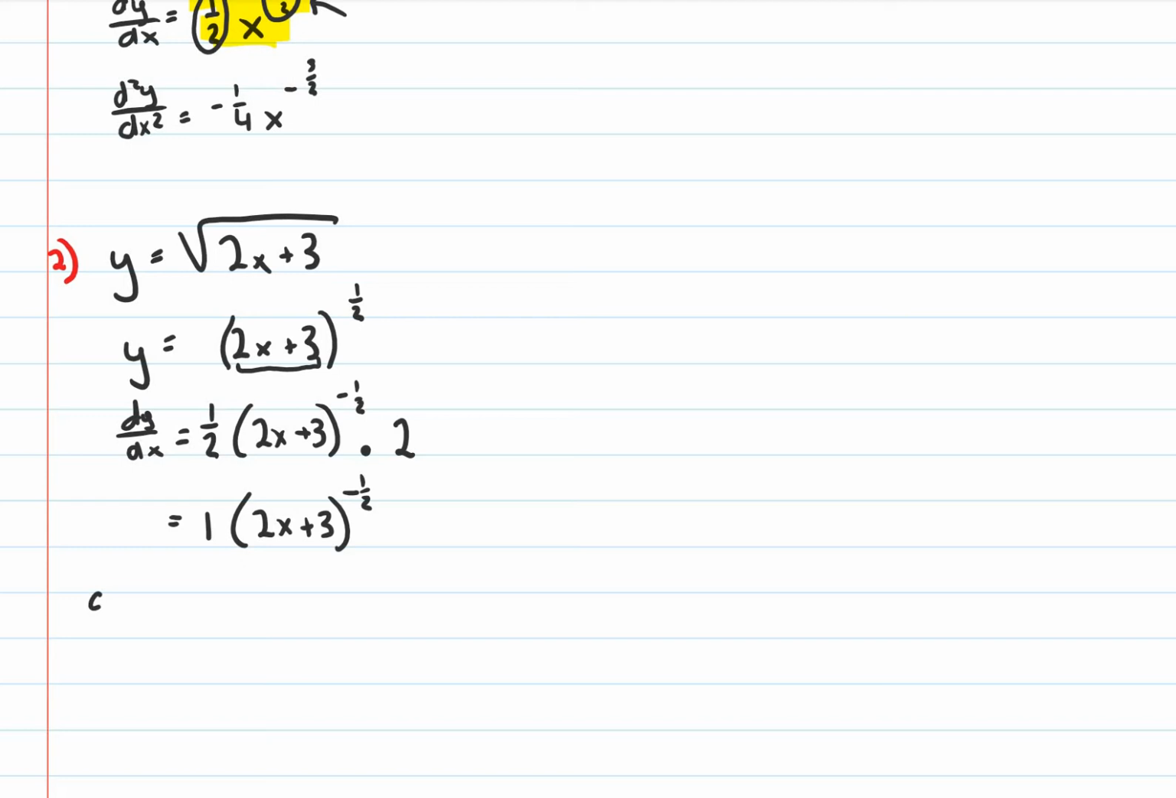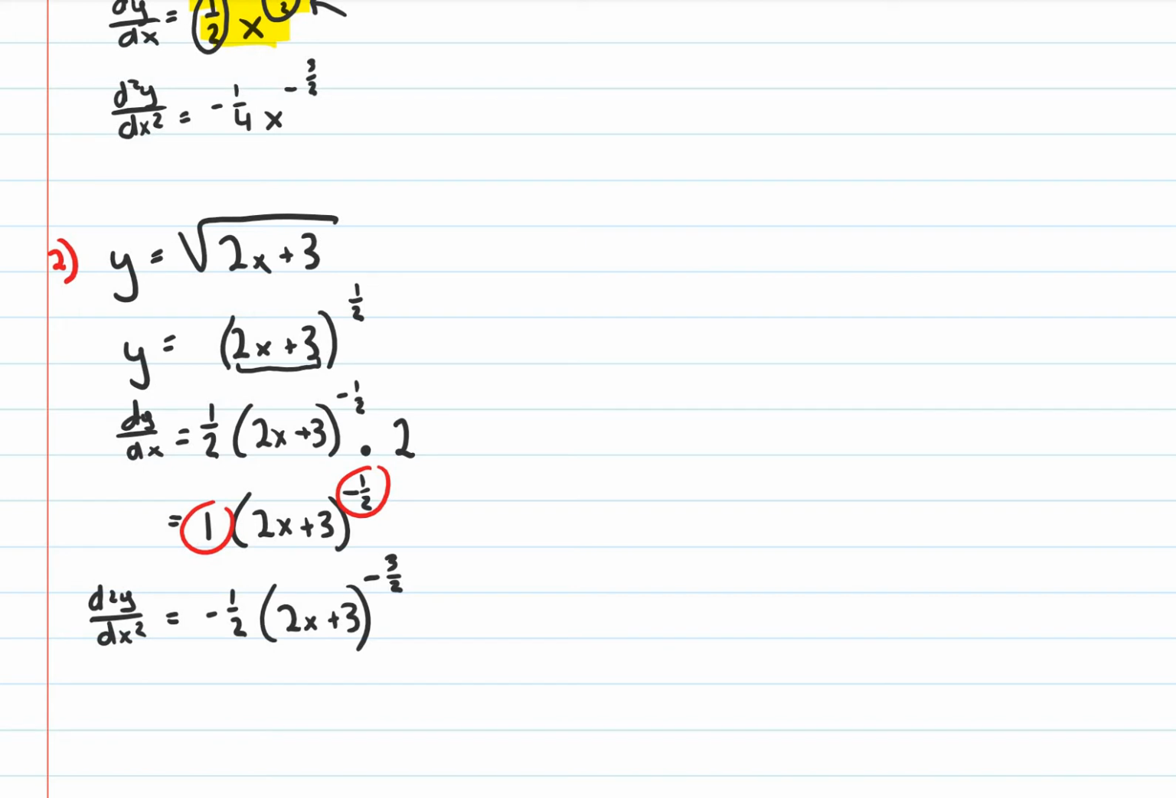Differentiated again then, so d squared y over dx squared equals, so take our power, multiply the power by the number in front, so 1 multiplied by minus a half is just minus a half. Okay, and then we have 2x plus 3. Reduce that power by 1 and we'll get minus 3 over 2. So that's the first bit done.